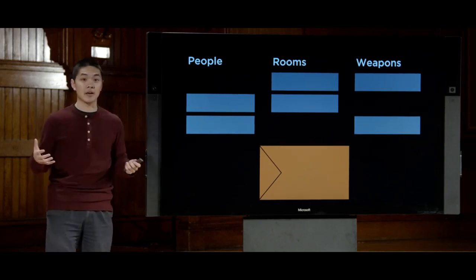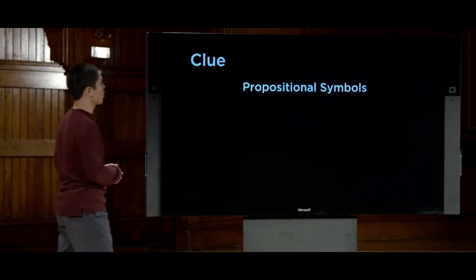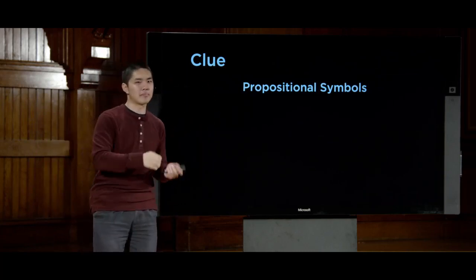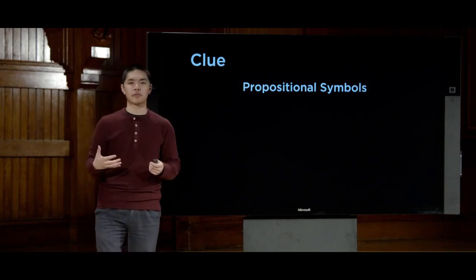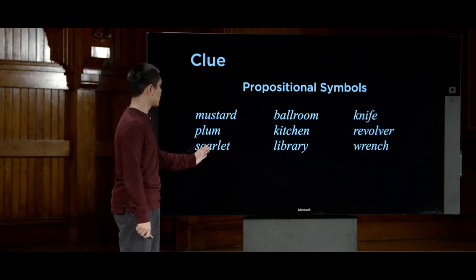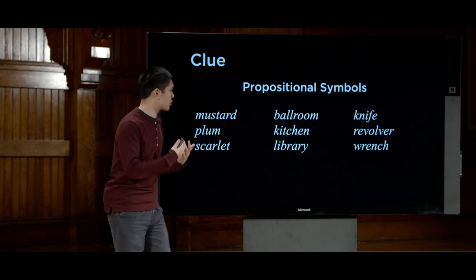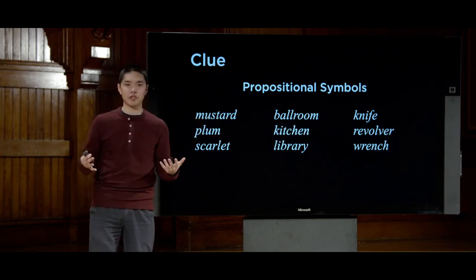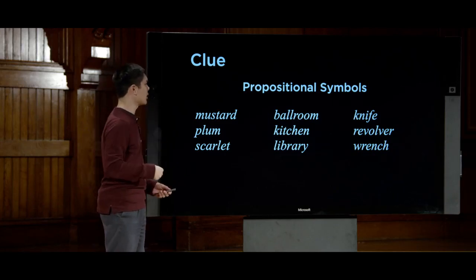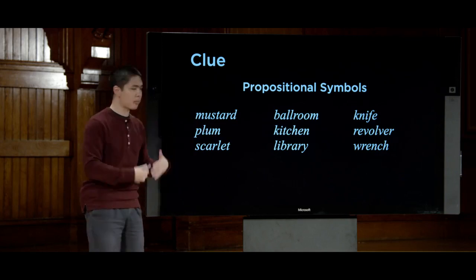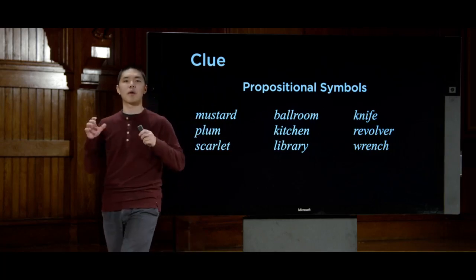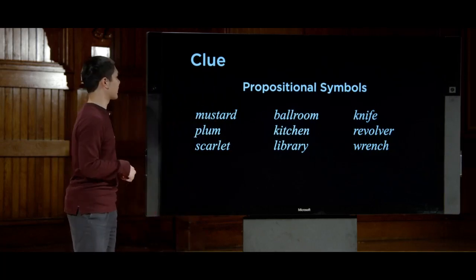In order to do this, we'll begin by thinking about what propositional symbols we're ultimately going to need. Remember again that propositional symbols are just some symbol, some variable, that can be either true or false in the world. In this case, the propositional symbols correspond to each of the possible things that could be inside the envelope. Mustard is a propositional symbol that will be true if Colonel Mustard is inside the envelope, if he is the murderer, and false otherwise. And likewise for Plum, for Professor Plum, and Scarlet for Miss Scarlet, and likewise for each of the rooms and for each of the weapons. We have one propositional symbol for each of these ideas.